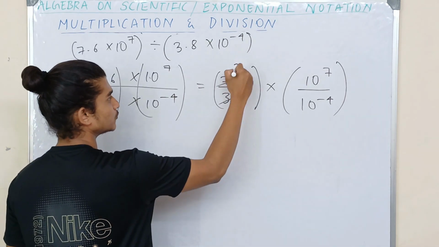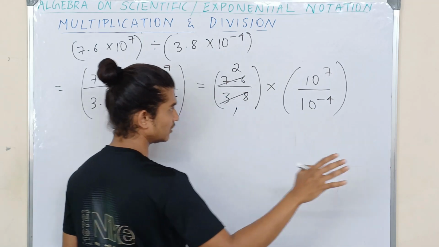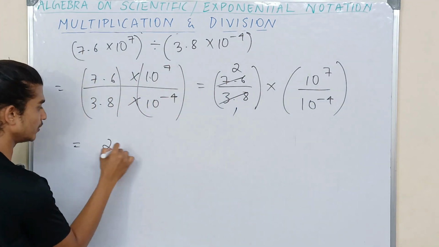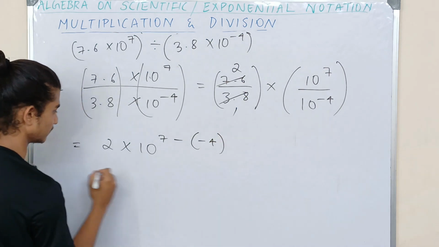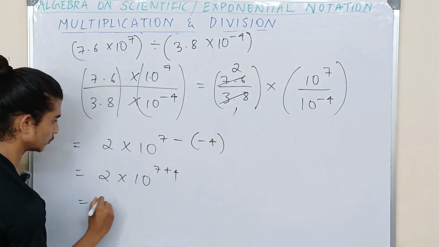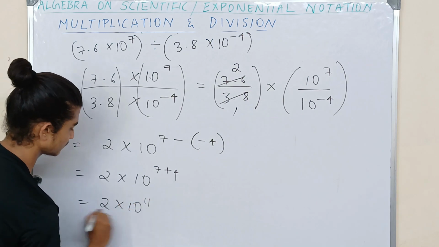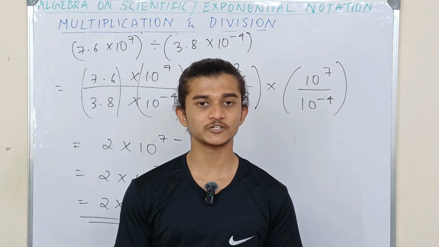So it is 2. Whereas for this, you're going to apply the rule. As I told you, the rule is 2 into 10 power 7 minus 4, so 2 into 10 to power 7 plus 4. So 2 into 10 to power 11. So this is going to be the answer. So this was multiplication and division of scientific notation.